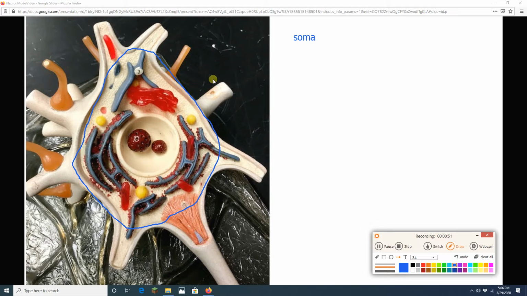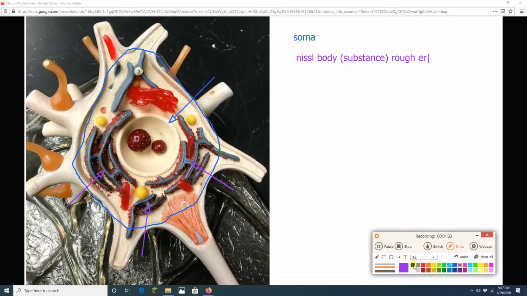Now what else do we see? We see a nucleus right there. And we also see, in a couple different spots, like right here, right here, and right here, that grayish structure with all the little red dots. That is the Nissl body or Nissl substance. Basically, that is the rough endoplasmic reticulum for the neuron. So we got our basic cell body or soma, and we've got a couple constituents of it.